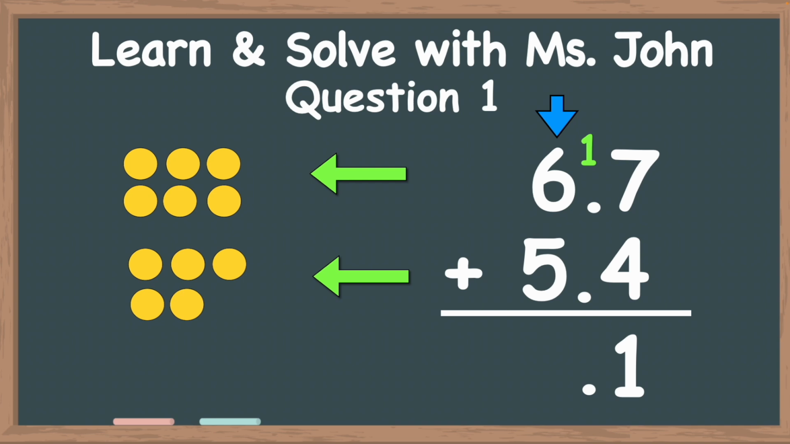Now it's time to add up and count the total number of dots. 1, 2, 3, 4, 5, 6, 7, 8, 9, 10, 11. So 6 plus 5 equals 11.